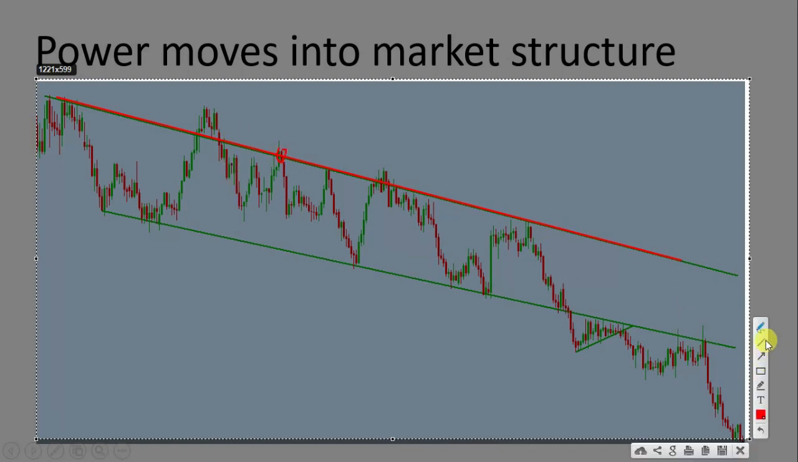If you draw a line here, you miss this touch. Okay, so this is not a correct line. So always draw a line where you get the most touches. Okay, so this is a line. Now if you watch, see, strong, this is actually a power move.